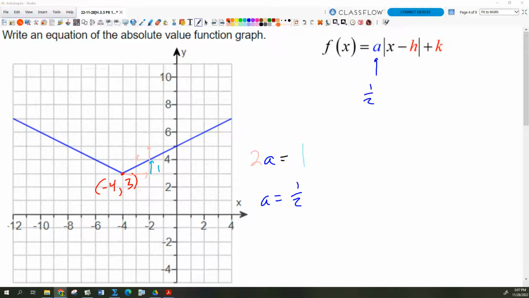If we plug all this stuff in then, 1/2 goes in for A, -4 goes in for H, 3 goes in for K. What do we end up with? F of X equals, yeah, I get 1/2 out front. 1/2 out front.